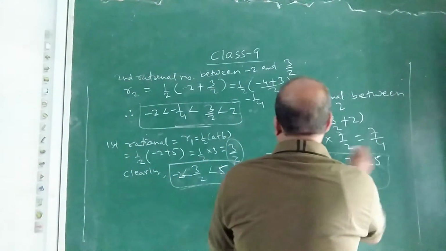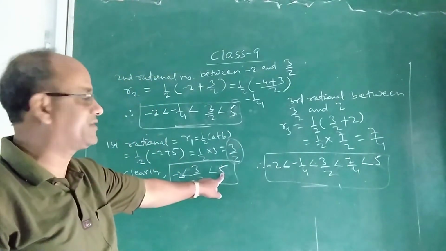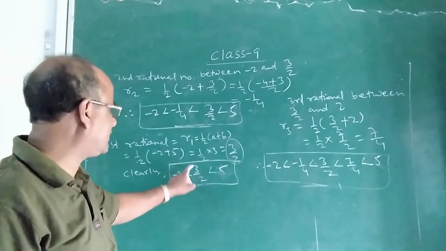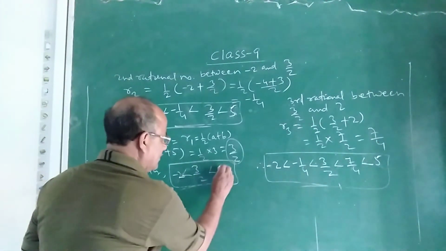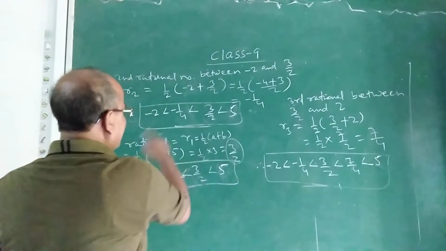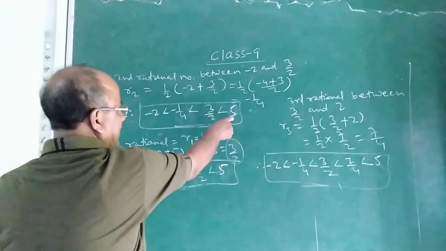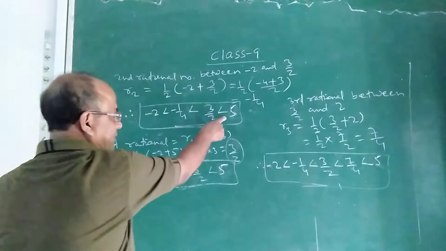Sorry, it is not 2. It is minus 2 and 5. It is written 5; by mistake I wrote 2. This is the first rational number, 3 by 2, lying between minus 2 and 5. Then the second rational number we got is minus 1 by 4. Minus 2 is less than minus 1 by 4, less than 3 by 2, less than 5.